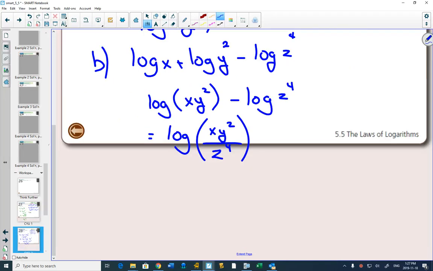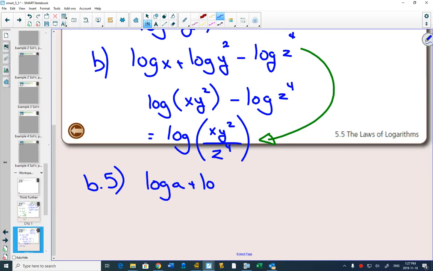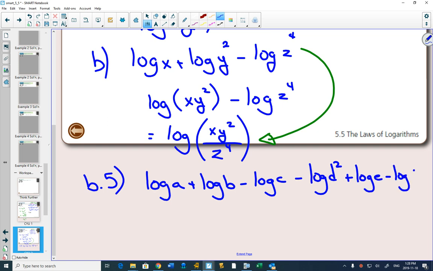Now, I'm going to want you to be able to go from this step to this step all at once, even if it's longer. So I'm going to add an example here. I'm going to call it, how about in between B and C would be B.5? Okay with that? So example B.5. We want to write this as a single logarithm. I'm going to give you log A plus log B minus log C minus log D squared plus log E minus log F to the 5.